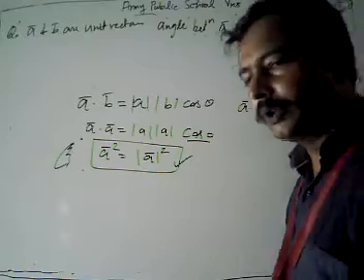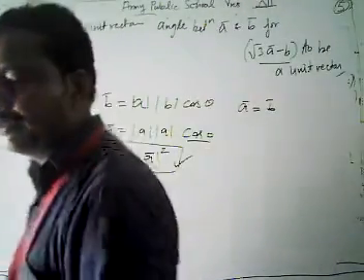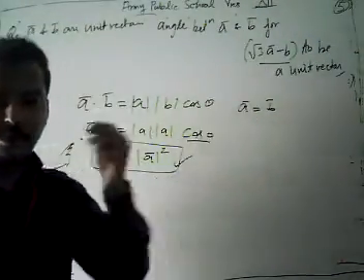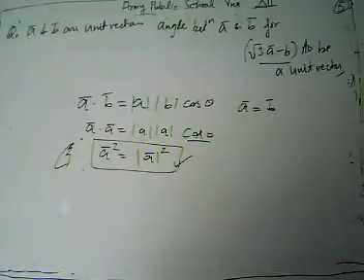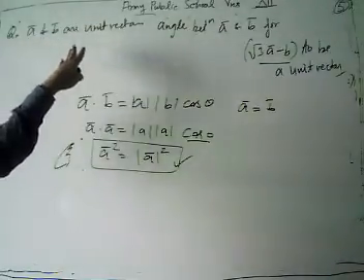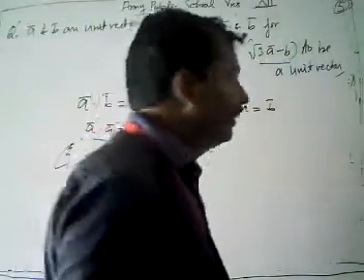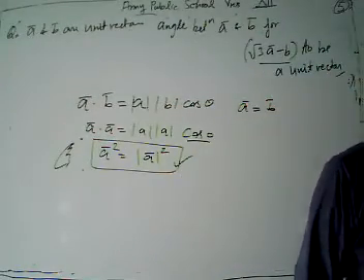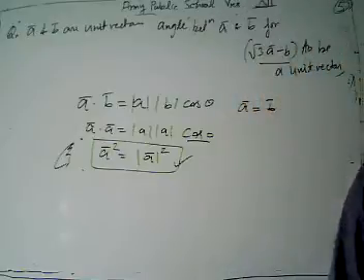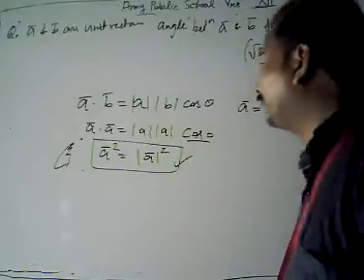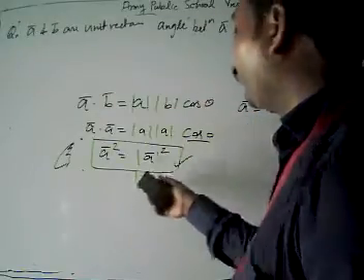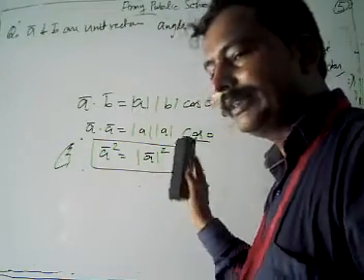We have to find the angle between A and B. We are given that vector A and vector B are unit vectors, and also the vector root 3A minus B is a unit vector. Then to get the angle between these vectors A and B, we are going to use the same concept here.